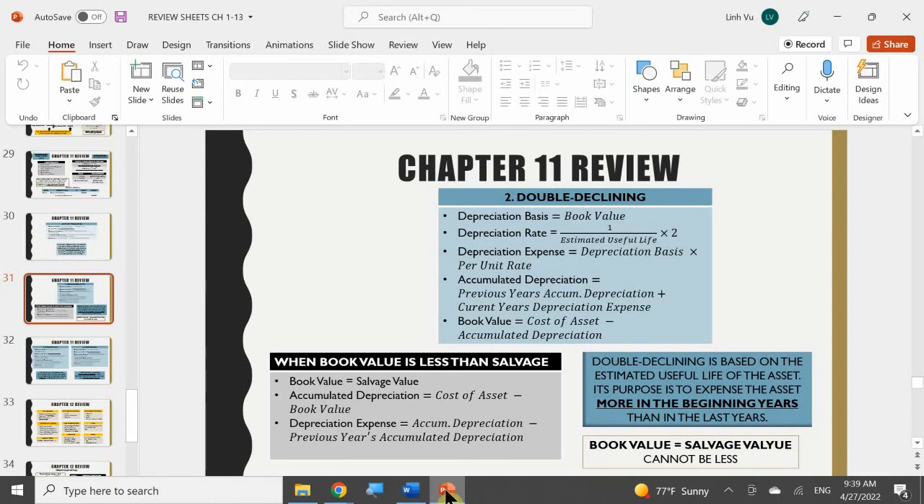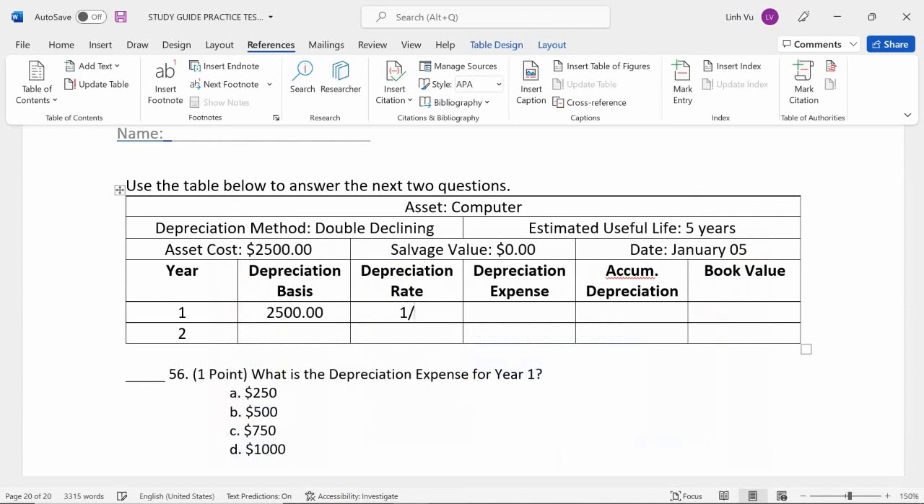Okay? What's my rate going to be? 1 over life times 2. So it would be 1 divided by 5 times 2. So it'll be 40%. Good. Okay. So then what's my depreciation expense for the first year if it's basis times rate? Okay, so 2,500 times 40%, $1,000. So therefore your accumulated should be 1,000.